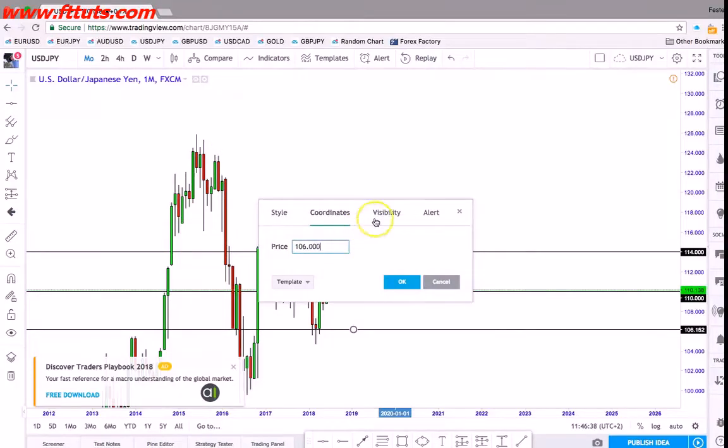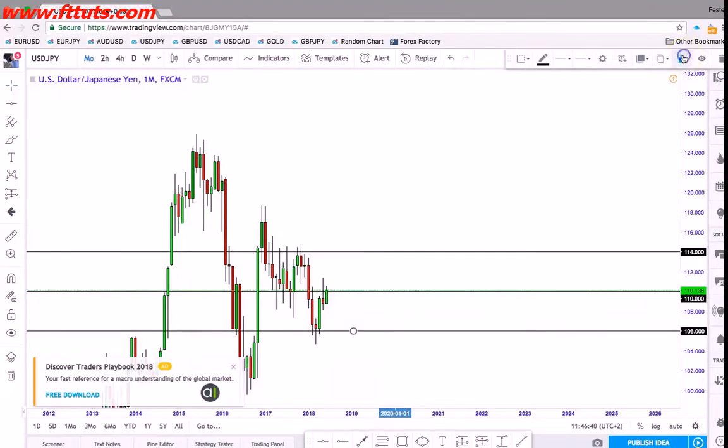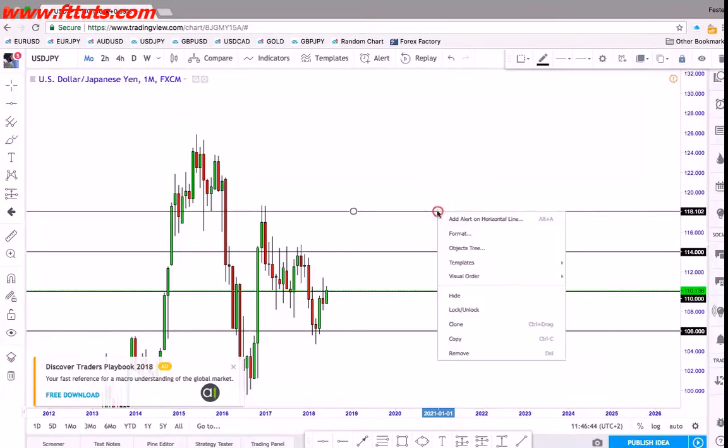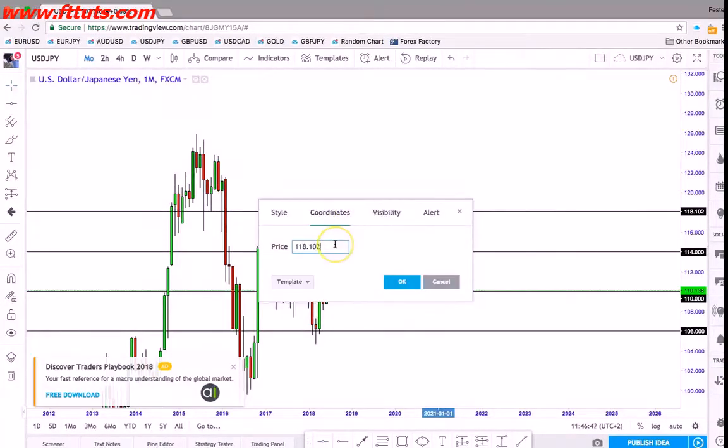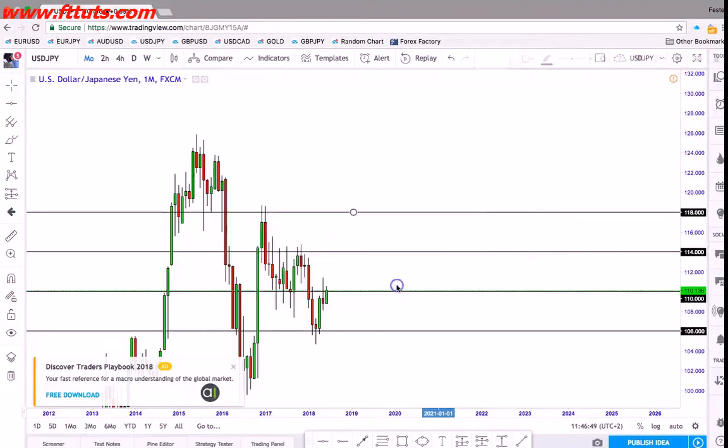Let me just forgot to lock my line in. Then above 114 we'll have 118. So we format that. Again, look how nicely we're touching the weeks.